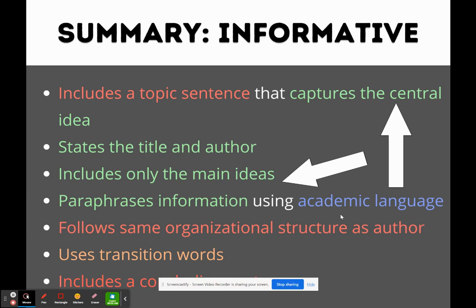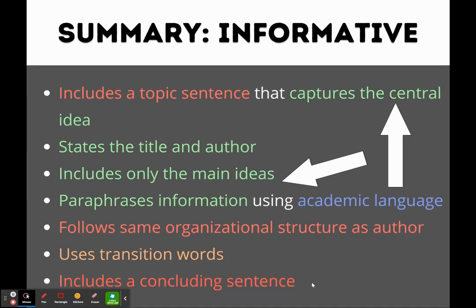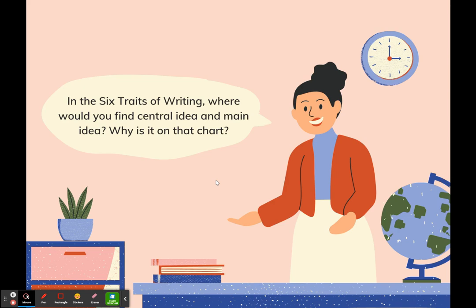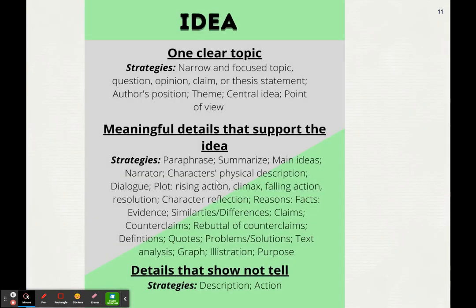So when you write an effective summary, meaning a summary that works well, you'll need these 7 things. Let me hide that so that you can see it a little bit better. And today what we're going to focus on is capturing the central idea and including only the main ideas. Where would that be at in the 6 traits of writing? It's going to be in main idea, right?